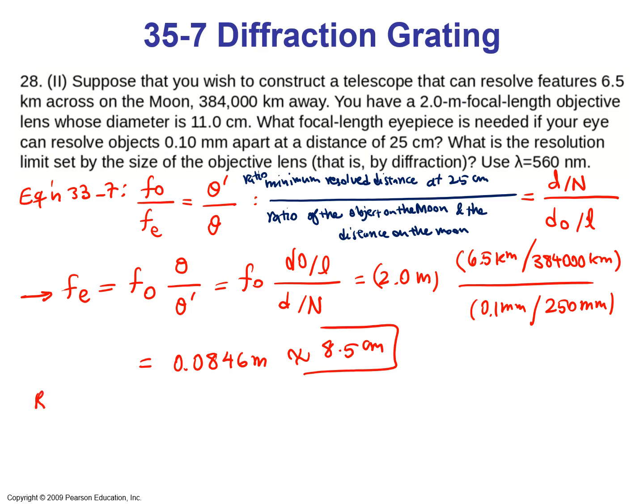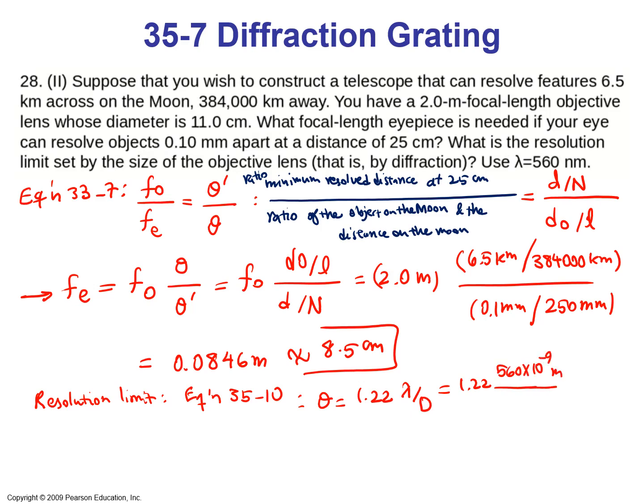To find the resolution limit, let's use equation 35-10. Theta is equal to 1.22 lambda over d, which is equal to 1.22 times the wavelength 560 times 10 to the power minus 9 meter divided by 0.11 meter, and that gives us 6.2 times 10 to the power minus 6 radian.